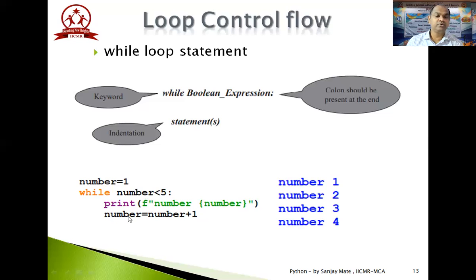So yeah, I want to include this statement inside the while, so I am giving the indentation. These two statements are inside the while, and you get the output 1, 2, 3, 4. Once you reach 5, 5 is less than 5 is false, the condition is false, and it will come back outside.